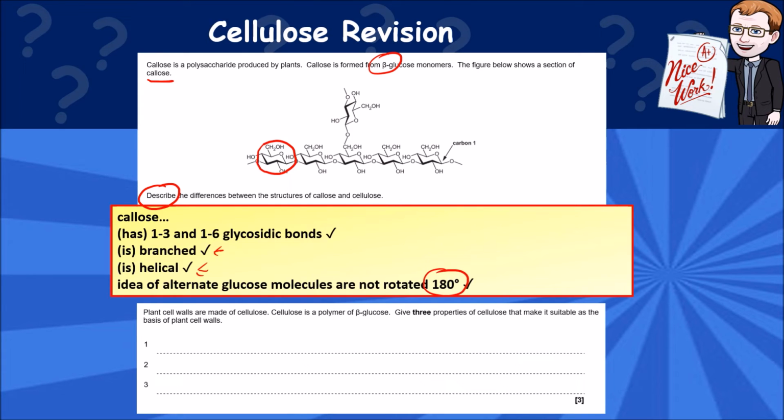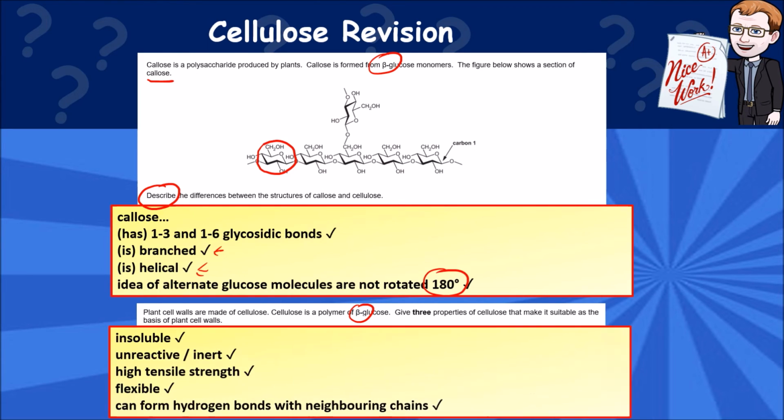Second part: plant cell walls are made of cellulose. Cellulose is a polymer of beta glucose. Give 3 properties. Remember those properties that we looked at earlier. So things like it's insoluble, it's unreactive, it has a high tensile strength, it's relatively flexible, and it can form hydrogen bonds with neighbouring chains.